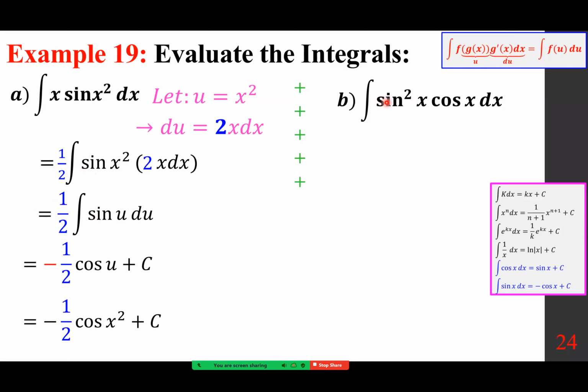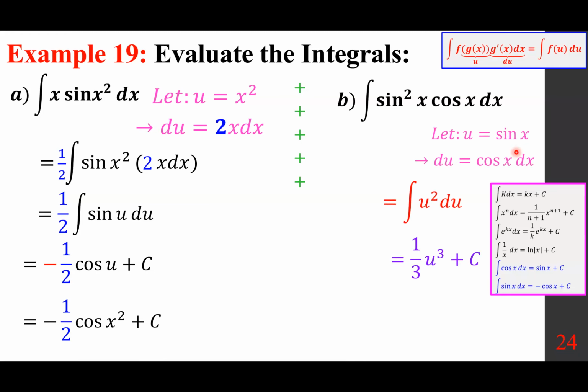Anytime sine or cosine are involved, the one with the exponent is a choice of u. In this case, sine is the choice of u. Its derivative is cosine x. du/dx is cosine x, but du is cosine x dx. Replace it. Use the power rule and replace the u: 1/3 sine cubed x plus a constant. Very straightforward.